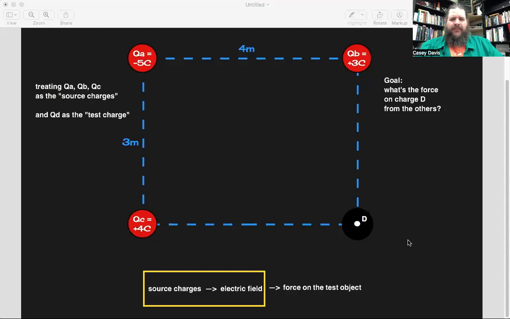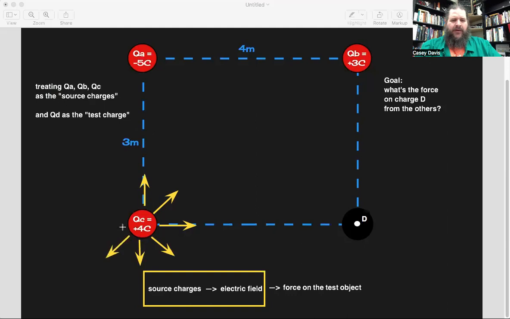So if we take this one step at a time, each of these three charges, A, B, and C, is creating an electric field at location D in some way. For example, let's take a look at charge C. Charge C is going to create an electric field at location D in which direction? Would it be like out, in all directions? Yeah, C is a positive charge, so it's going to create electric field outwards, away from itself in all directions.